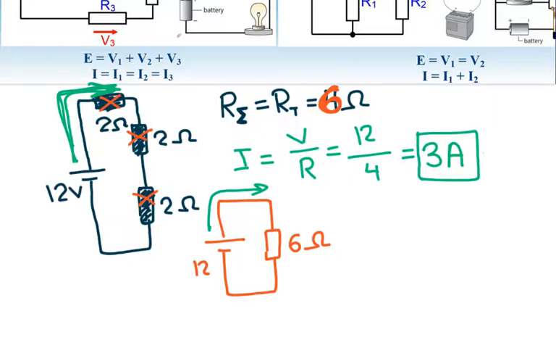Or actually, what is this current? Let's recalculate it. Now my total resistance is 6, and my new current is 2. So with 3 resistors connected, I would have 2 amps. If I throw away 3 resistors and just place one 6 ohm resistor, I still have 2 amps of current flowing through it. So this is again for series connection.